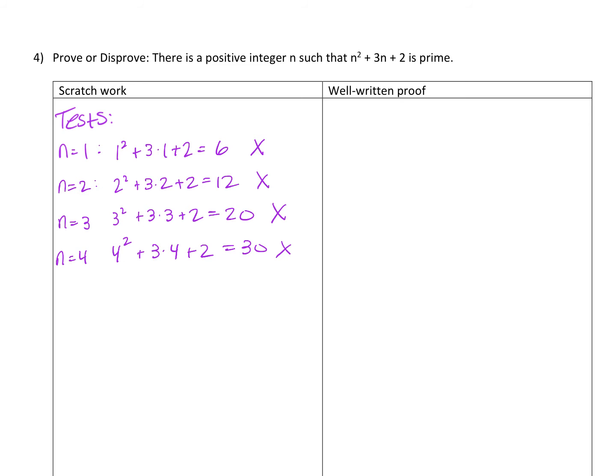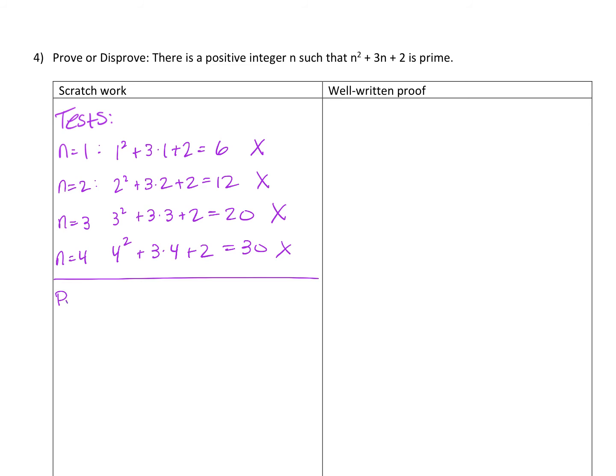All right, I'm getting sick of checking these. I think I'm not going to find one. There may be one, but I think I'm not going to find one. So I'm going to try to disprove this statement. I don't think there is a positive integer. So disproving a statement means we need to prove its negation. To disprove a statement, we need to prove its negation.